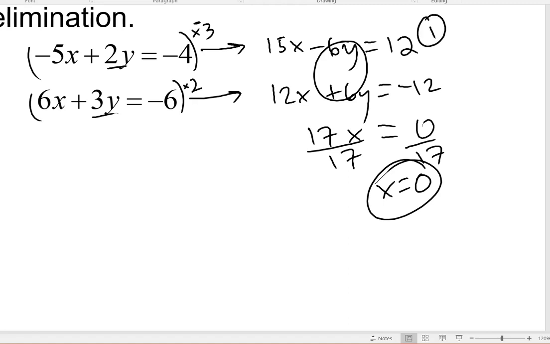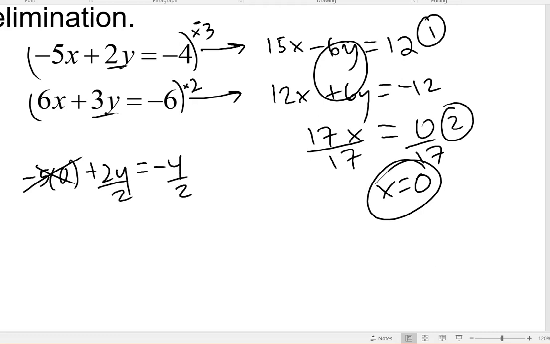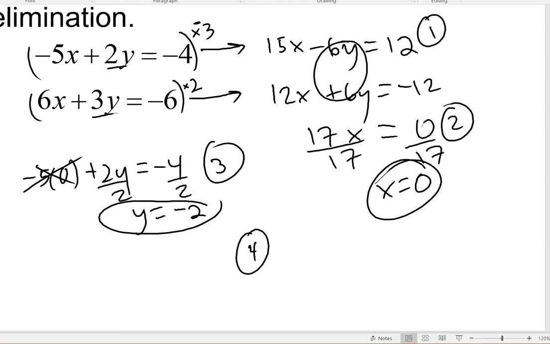This was step 1, this was step 2, step 3, we take that 0 and we plug it in. Where? Doesn't matter. Either equation. I'm going to choose the top one, negative 5 times x plus 2y equals negative 4. 2y equals negative 4. Y is equal to negative 2. That's step 3. Please don't forget, step 4, to write your answer as a point, (0, negative 2).